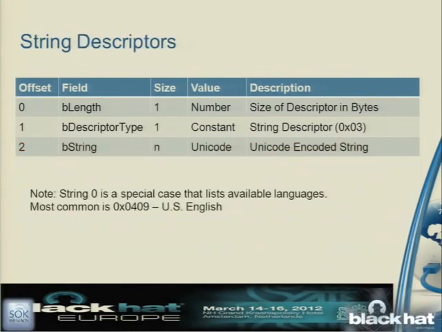All right, string descriptors are very basic. It's just a Unicode string. It's a length, descriptor type, and then a Unicode string. One thing that's a little bit different is string 0 is used to list available languages, and pretty much everybody just says 409, which is US English, which of course is the proper English, right?